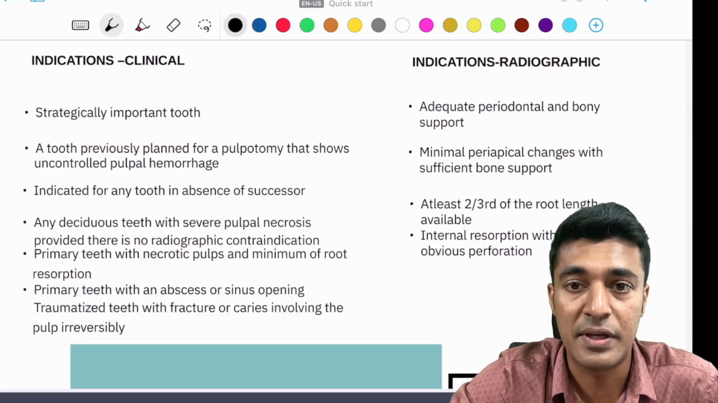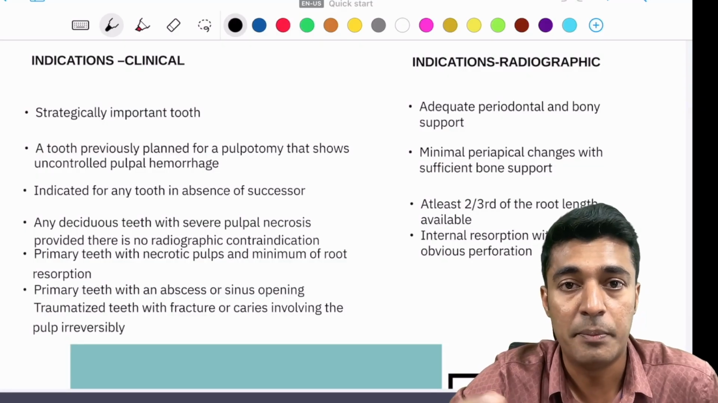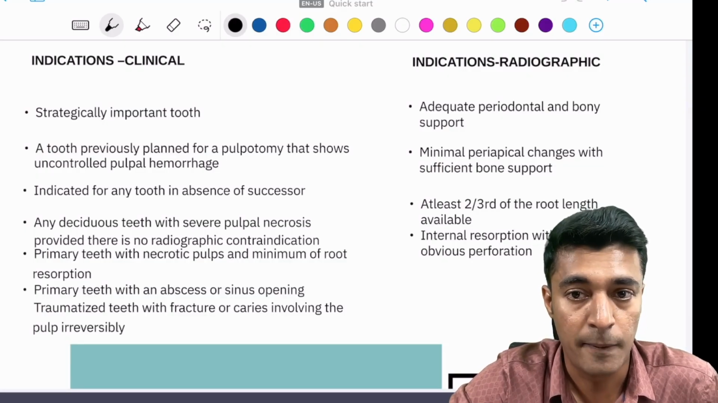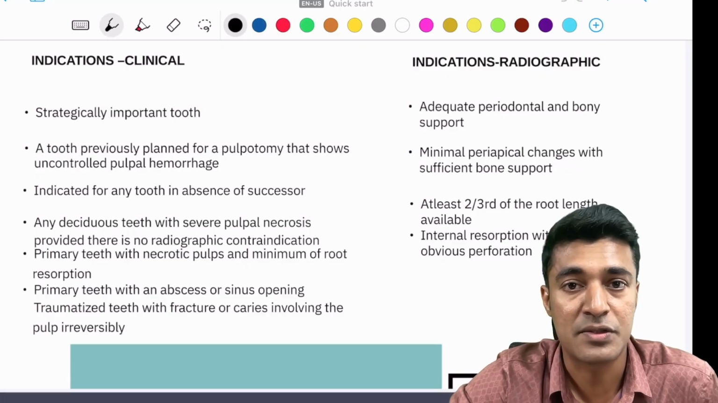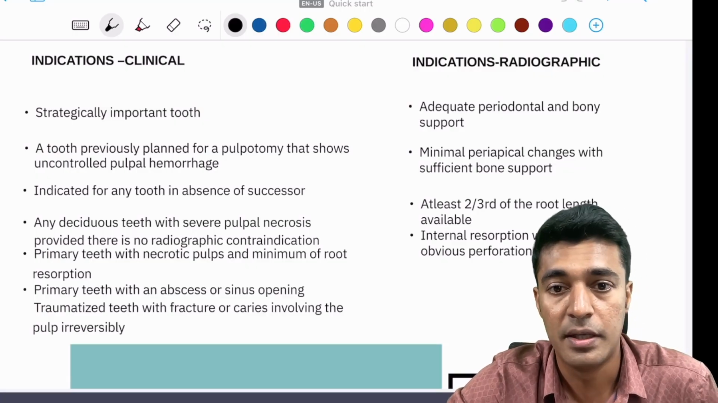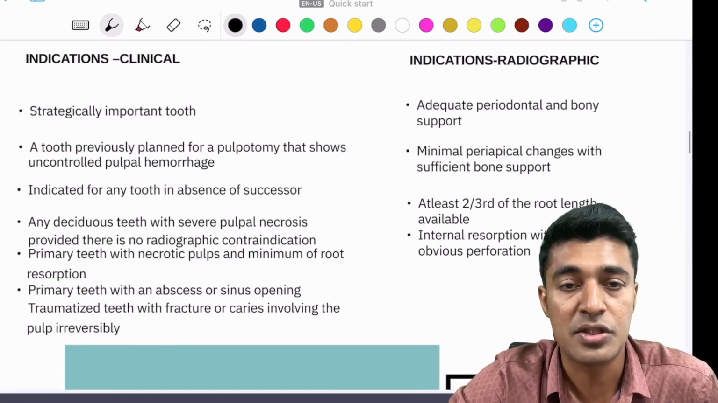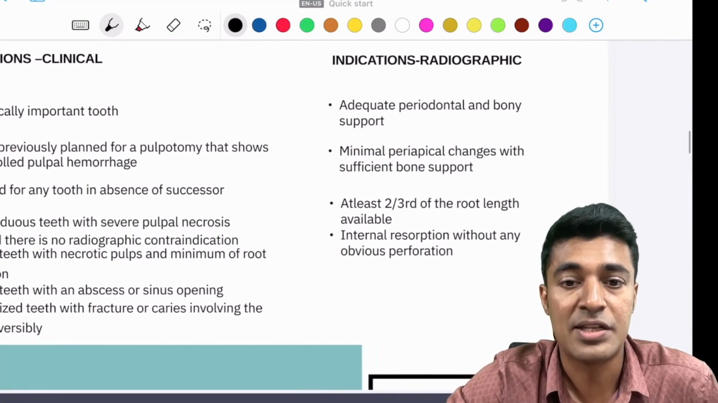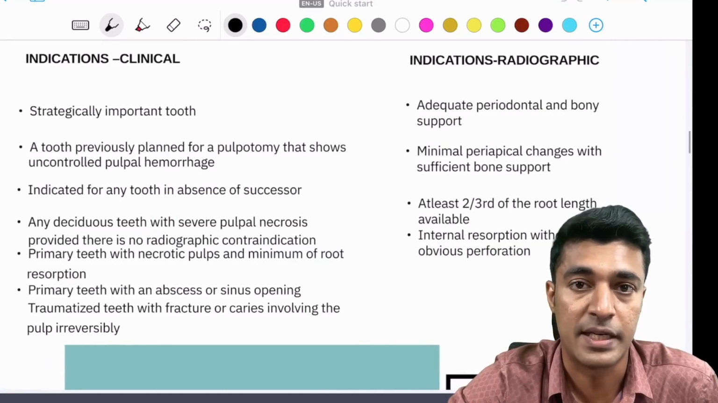Coming to the radiographic indications, adequate periodontal and bony support should be there. Minimal periapical changes associated with sufficient bone support. At least 2/3 of the root length should be available. Internal resorption without any obvious perforation.